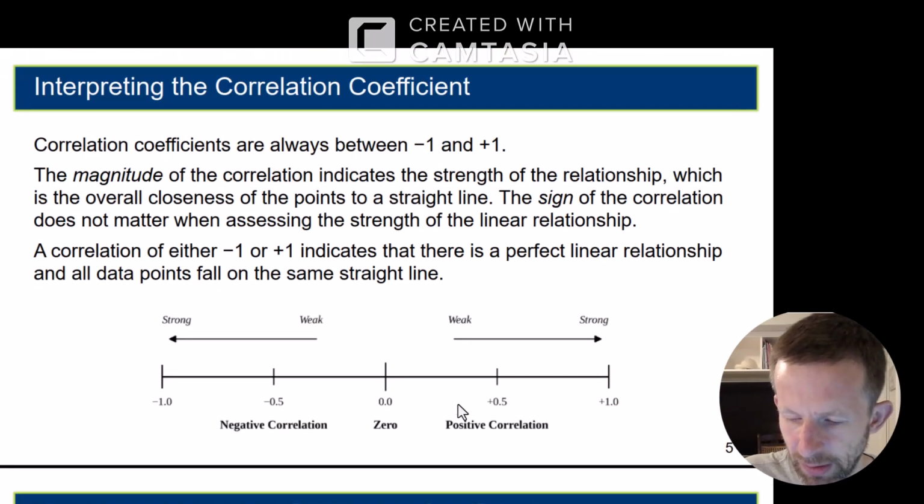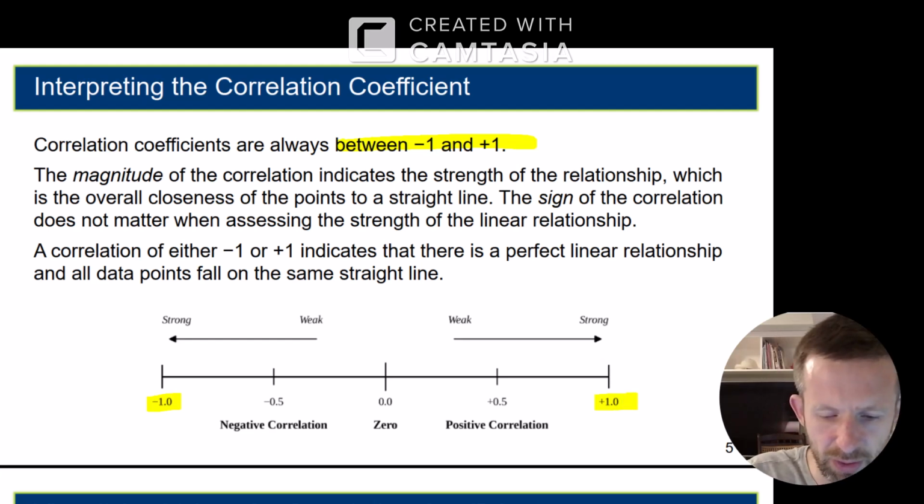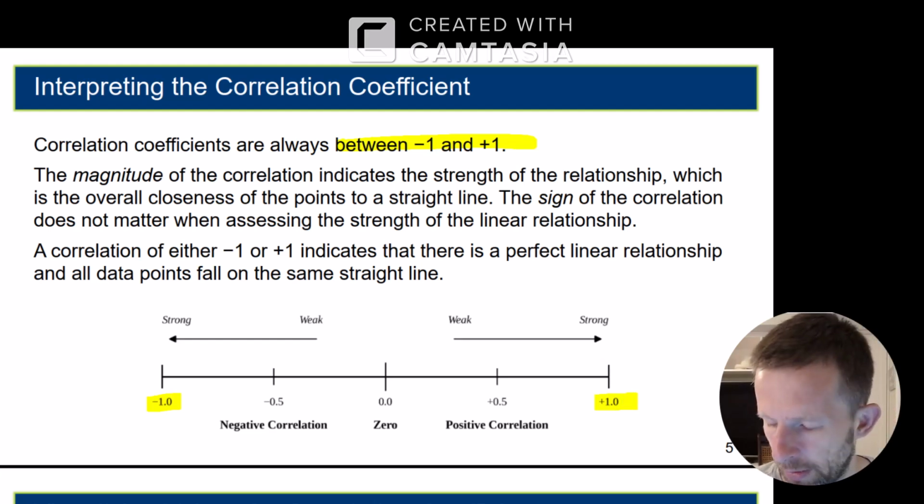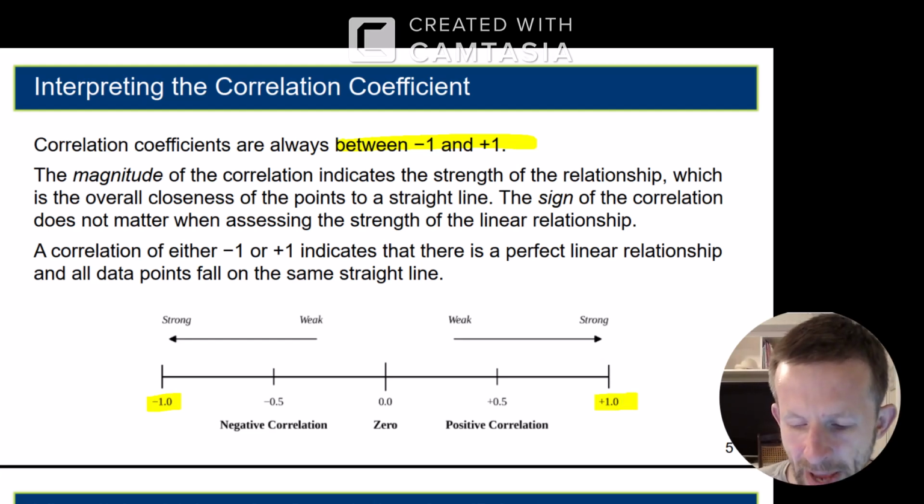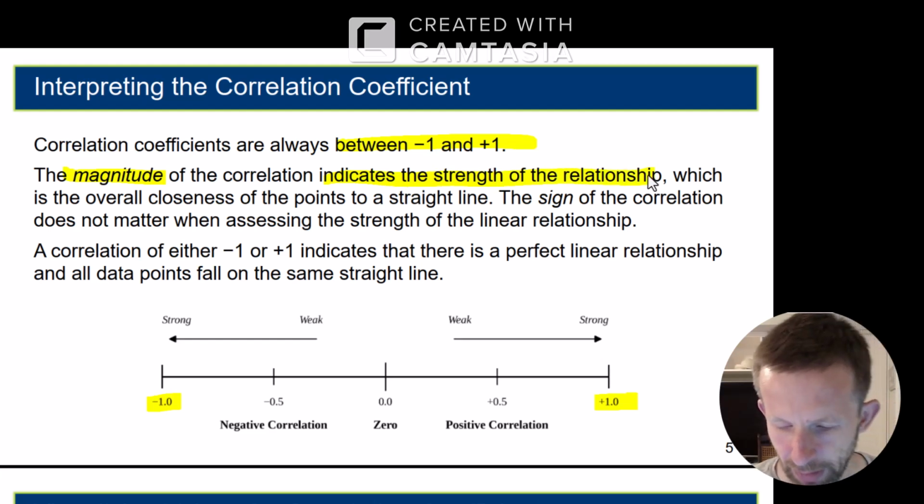Correlation coefficients are always values between and including -1 and 1. -1 is a perfectly strong negative correlation. +1 is a perfectly strong positive correlation. So the magnitude of the correlation indicates the strength of the relationship, magnitude being the absolute value. It indicates the strength of the relationship, which is the overall closeness of the points to the straight line.